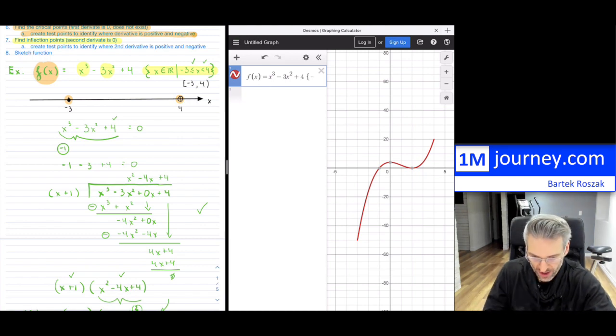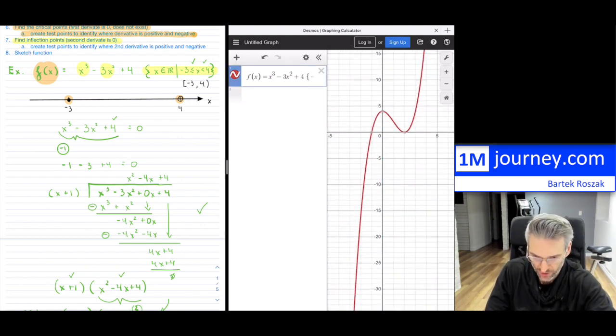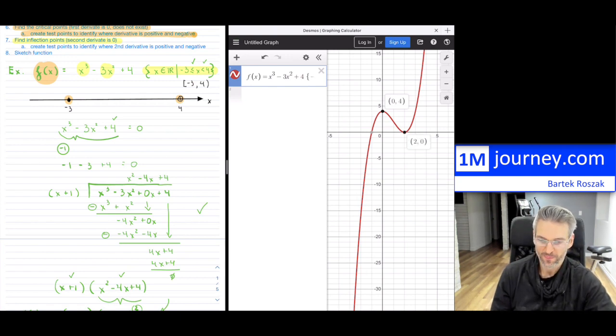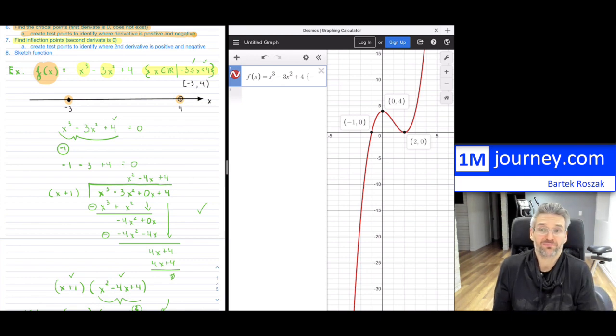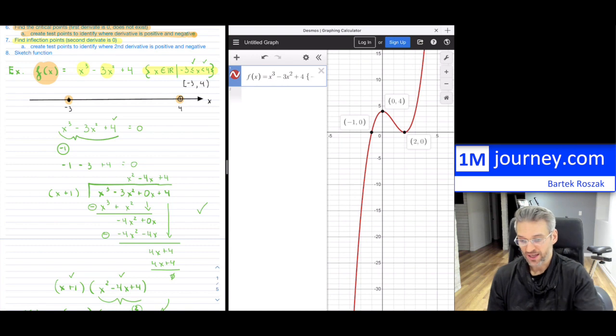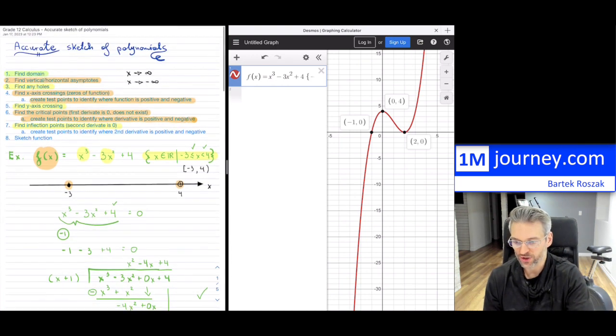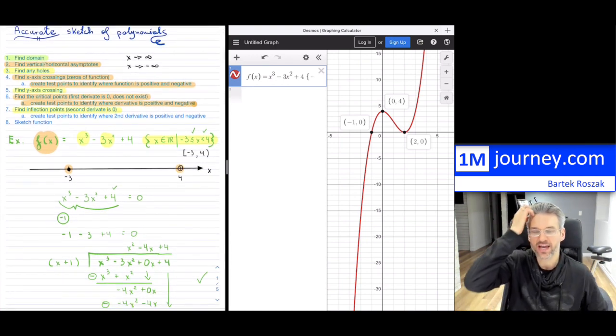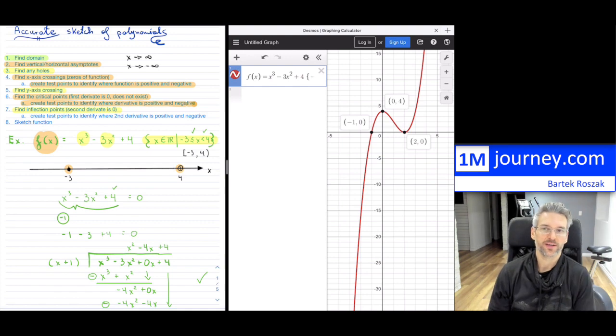Now, everywhere else, here you go. Here's 0, 4. Here is 2, 0. Notice where it crosses, -1, 0. So this is as accurate as we can get. This is really, really good in terms of accurately sketching polynomials. So this is one example that we have.